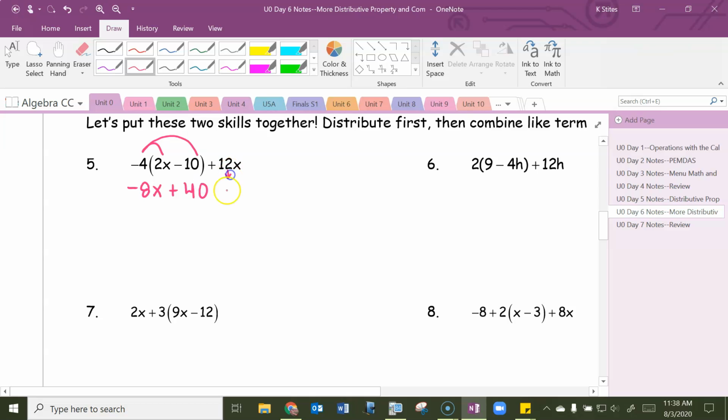And then what you're going to do is bring this 12x down. So now you should have like terms. We have the -8 plus 12. Both of those are x's. Use your calculator if needed. -8 plus 12 is a positive 4x. Don't lose that x. And then that plus 40 you can just bring on down. All right, and those are your answers.